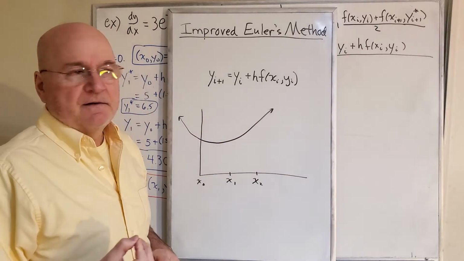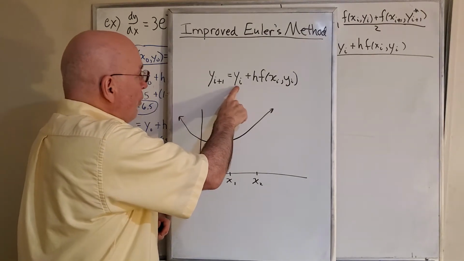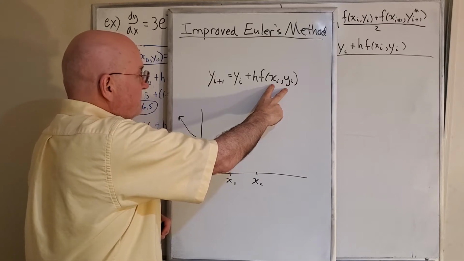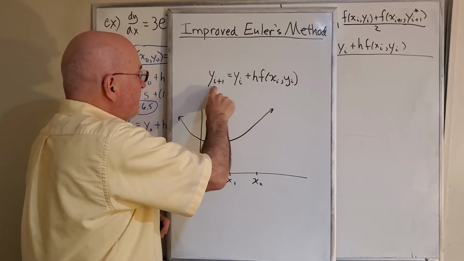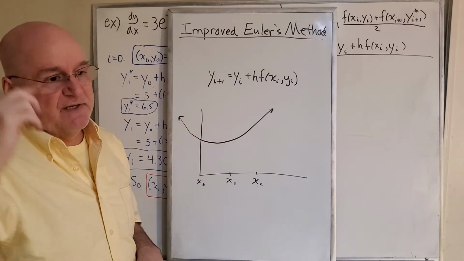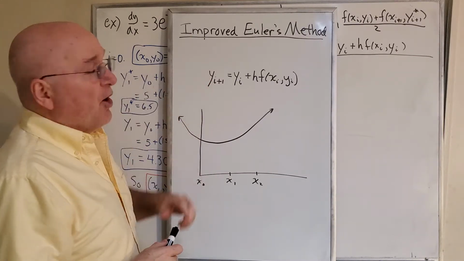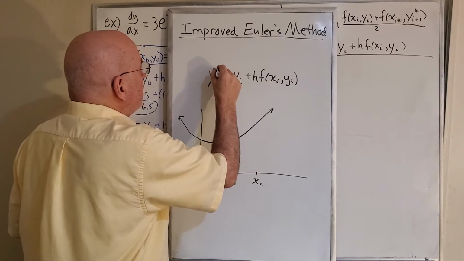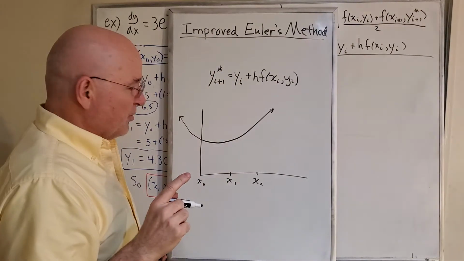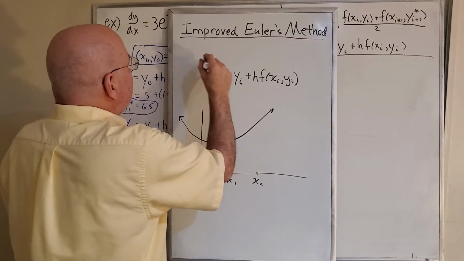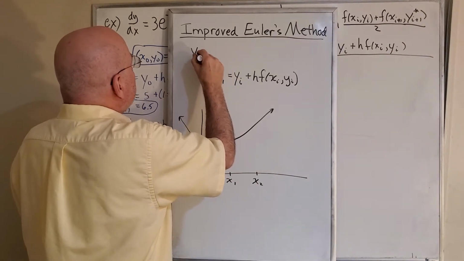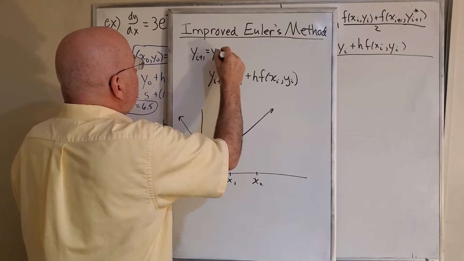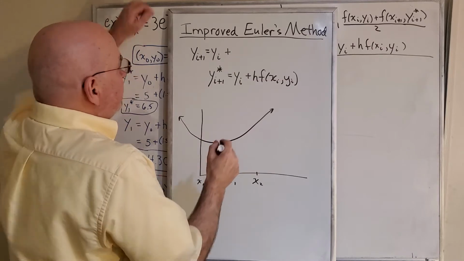That's Euler's method. That's how, given a yi and the differential equation and a step size, we can estimate yi plus 1. This is part of Euler's method, but we're going to call this y star. And we're going to use it in this equation. yi plus 1 is yi plus h.